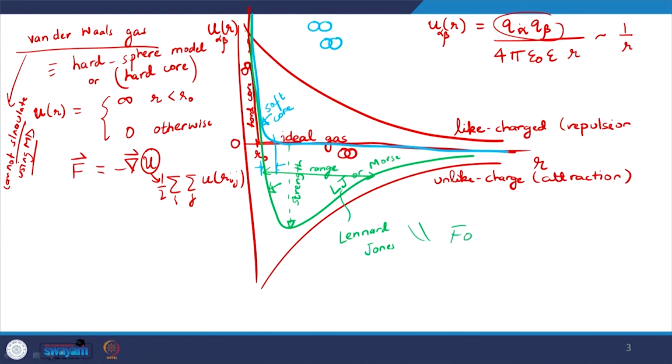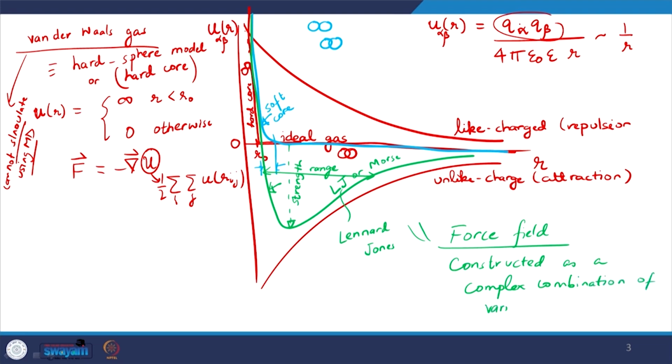So, a force field is actually constructed as a complex combination of these things, a combination of various mathematical forms.